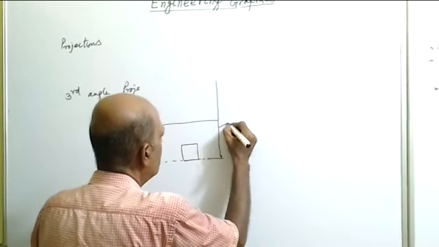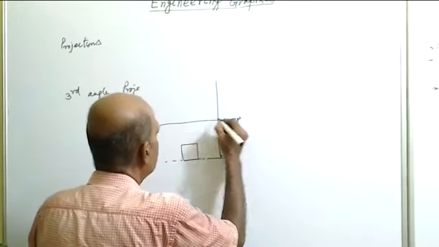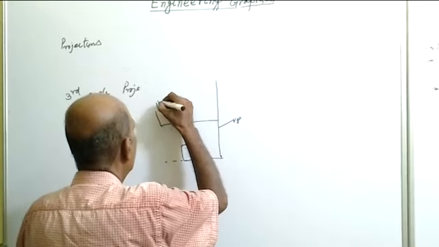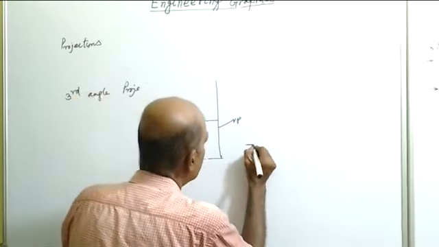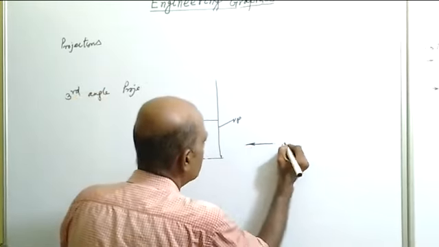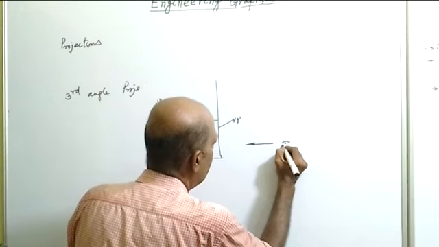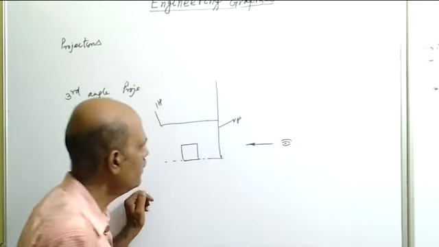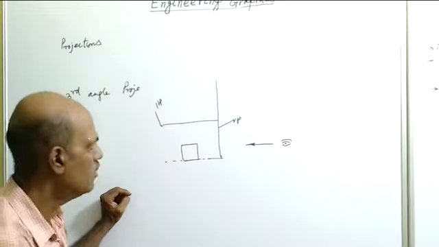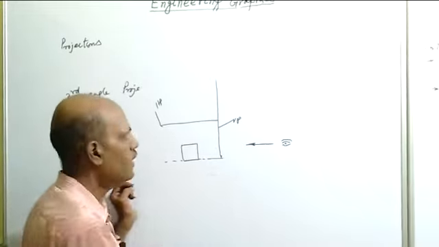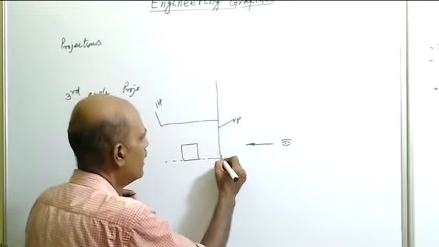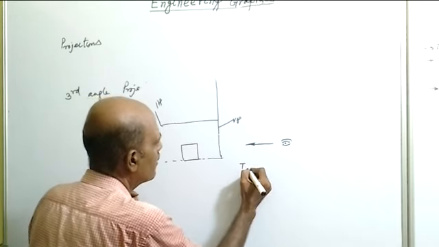Now this is your vertical plane and this is your horizontal plane. Now if the object is looked at from the right, the observer is at the right. So if the observer looks at the object, and here it is assumed that the projector, the projection plane, is transparent.